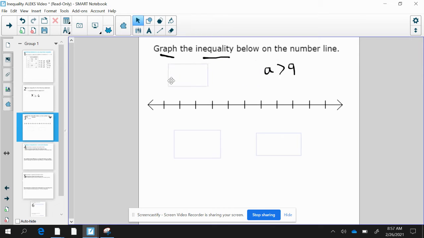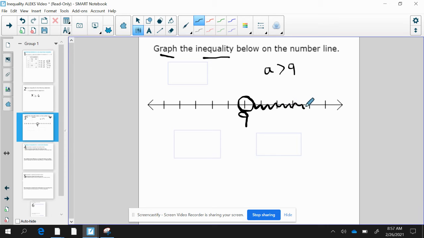How about A is greater than 9? Well, if we have a 9 here, A has to be greater than 9, which means it's all the numbers that are greater than 9, but it cannot be 9. So we have an open circle. An open circle says that it cannot be 9, but it can be any number that's greater.